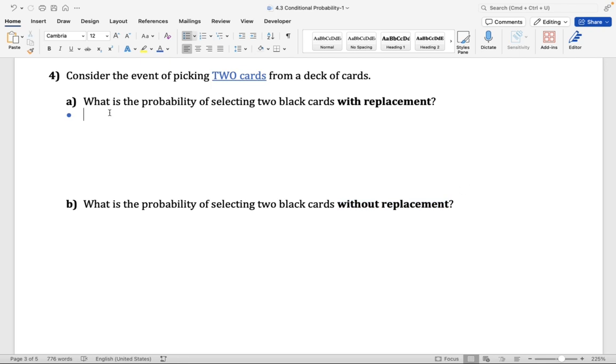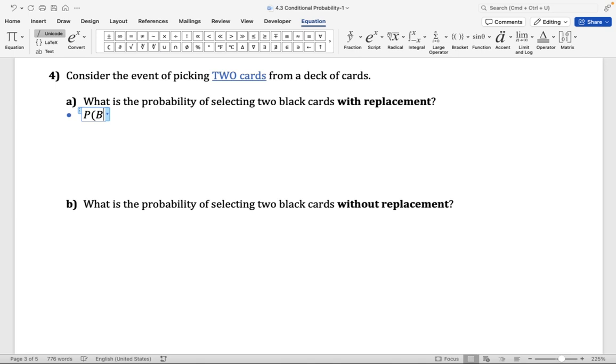Let's go ahead and look at part A. What is the probability of selecting 2 black cards with replacement? Okay? So we have all 52 cards. You're going to imagine that you select one and that first one is a black card. Then you put it back, you select another one, and you get a black card again. Here, we're wanting to compute the probability of black first and black second. You can also write black and black. I'm just wanting to emphasize that we are doing this twice. We're selecting a card twice.